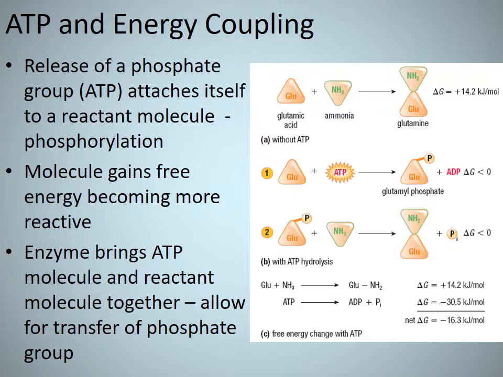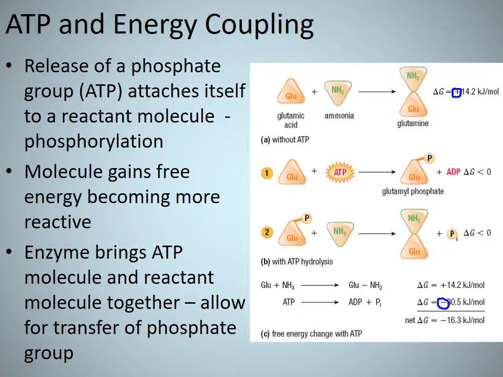Again, we see here ATP will be used in terms of coupling reactions. Okay, so we have the picture here. Glutamic acid and ammonia forming glutamine. Glutamine is an amino acid. So without ATP, it requires a continuous supply of energy, plus 14.2 kilojoules per mole. Well, when we add ATP into the mix, we see that the amount of energy here in ATP, negative 30.5, is obviously enough to drive this chemical reaction.